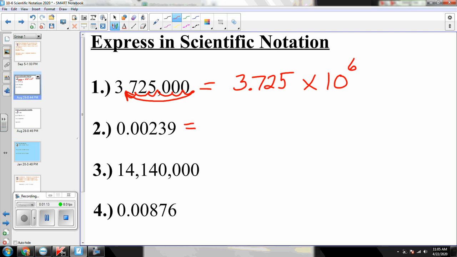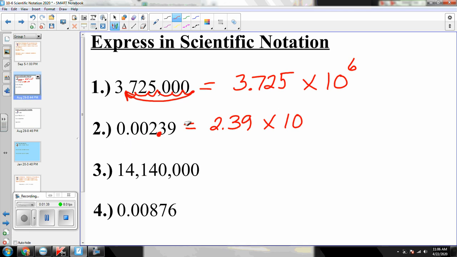On number 2, I have a decimal. Whenever you have a decimal that's smaller than one whole, your exponent's going to be negative. But first I have to place my decimal point so I have a number 1 or higher but less than 10. So if I place my decimal point after the 2, I'll get a 2.39, which is 1 or higher but less than 10. And then it's times 10 to some power.